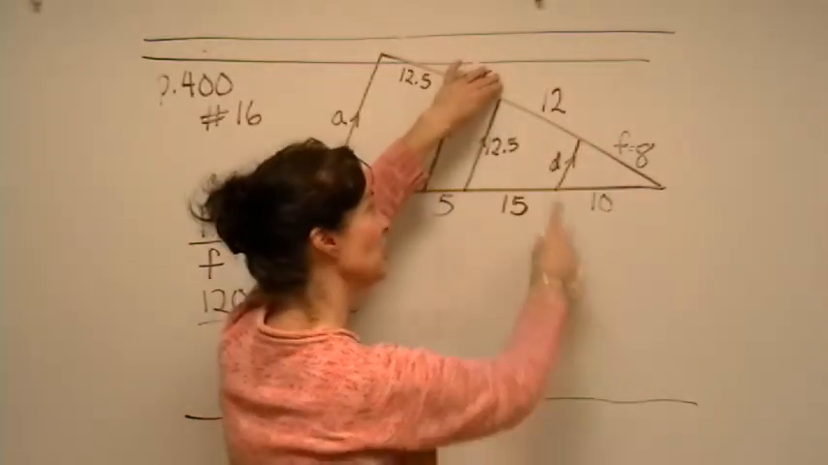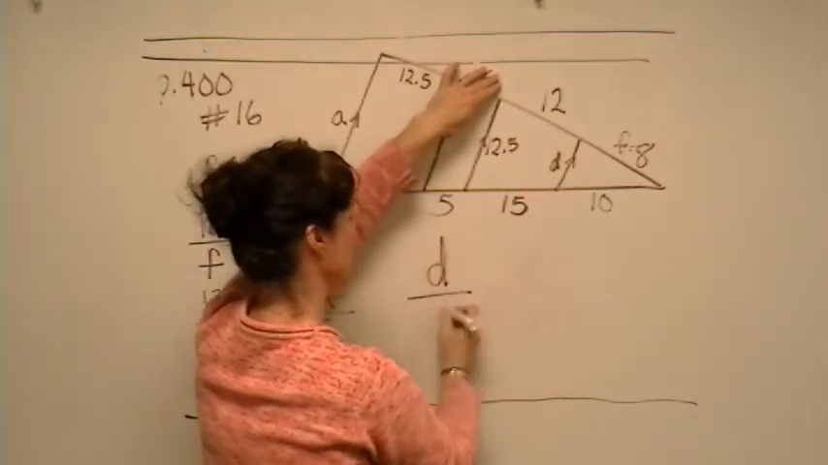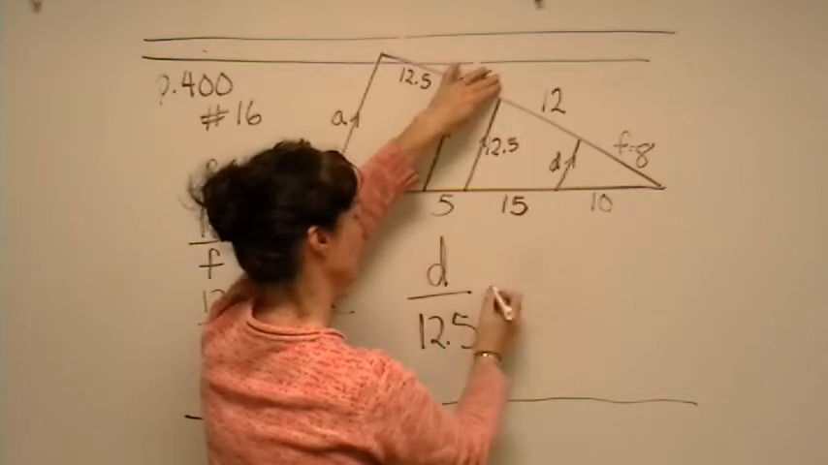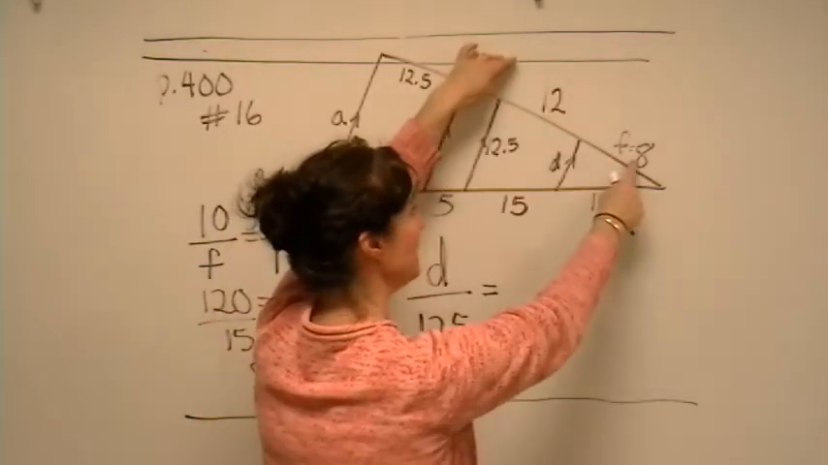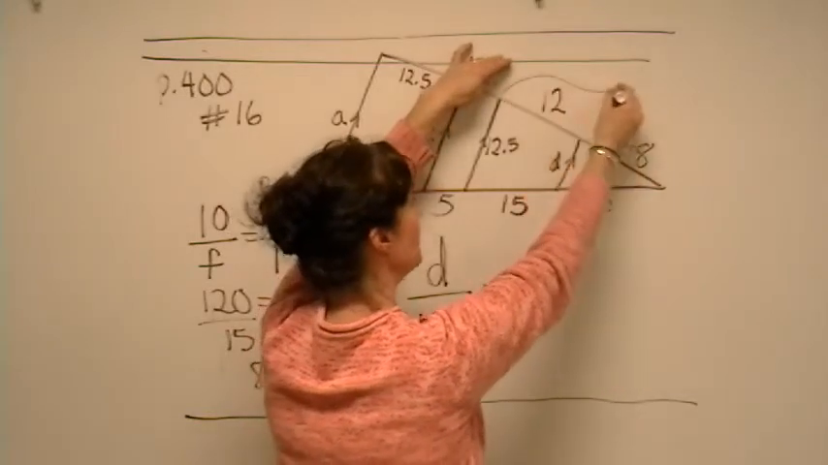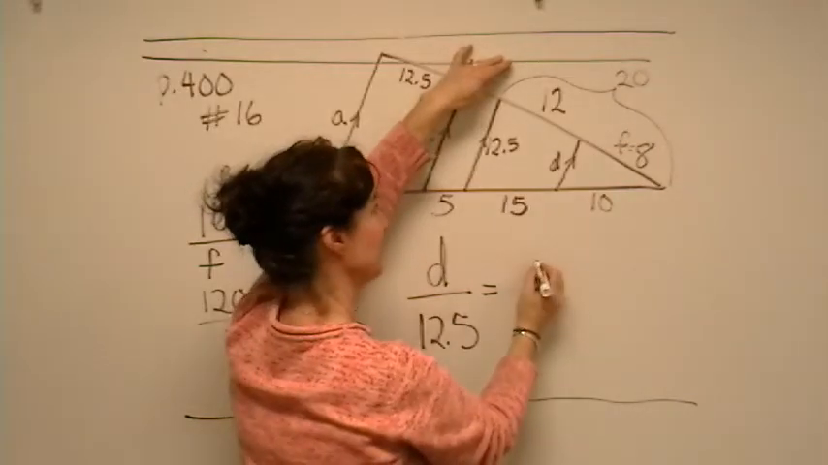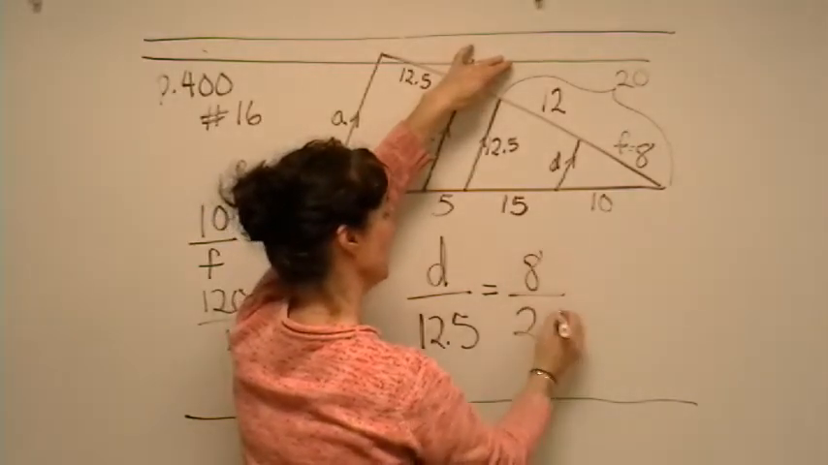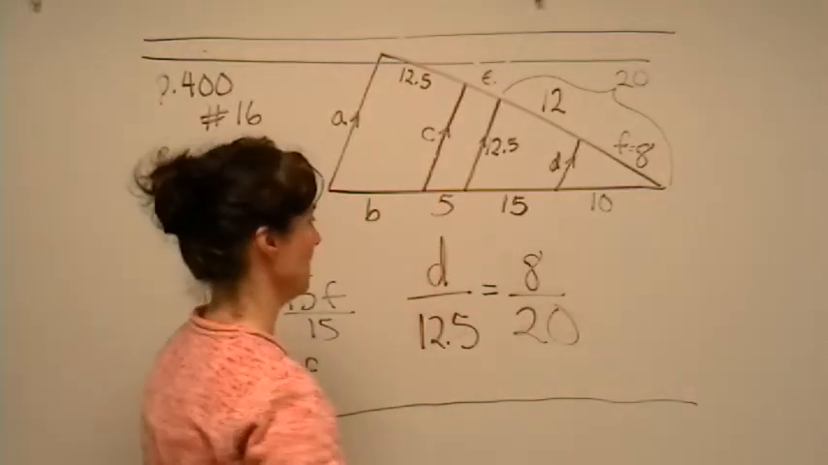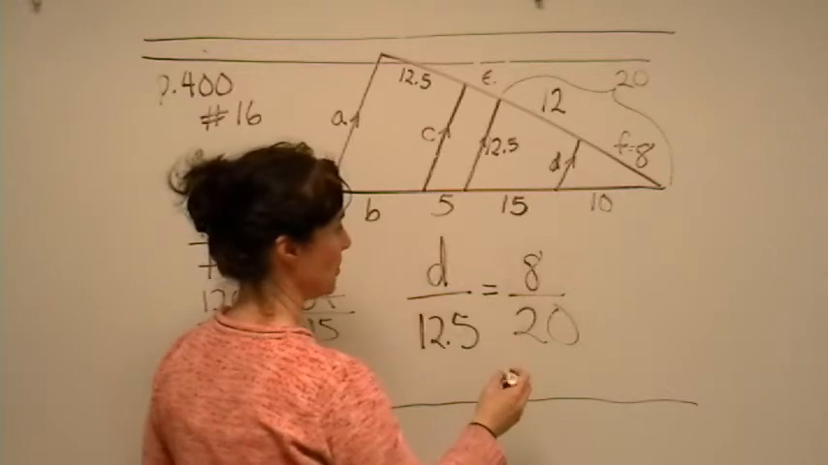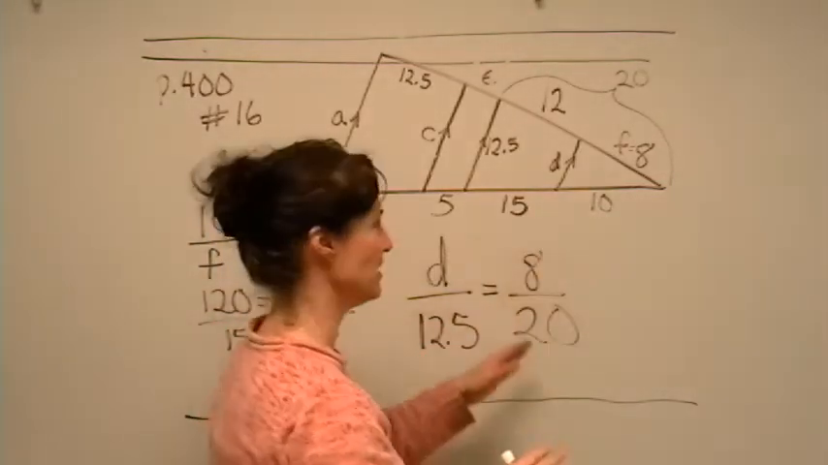So what you're going to have to do is think in terms of whole sides. So we would say D is to 12.5 as, using just the top segments, 8 is to the whole side, which is 20. As 8 is to 20. So you can work it out that way. Or you could work it out by looking at the bottom segments. Just make sure you're not switching them. You have to keep consistent.